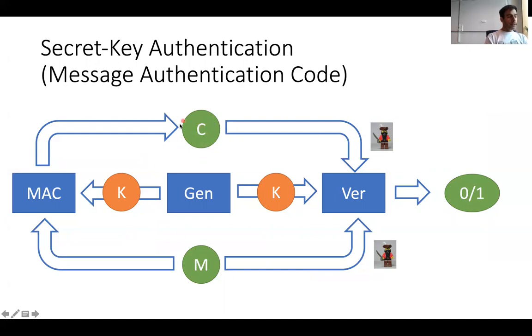And then this is in a green bubble because the adversary might be able to see the code. Also, very importantly, in message authentication codes, when we talk about authenticity, we're not asking for the message to be necessarily secret. So here the message is green too. There is no problem with the adversary knowing what the message is.